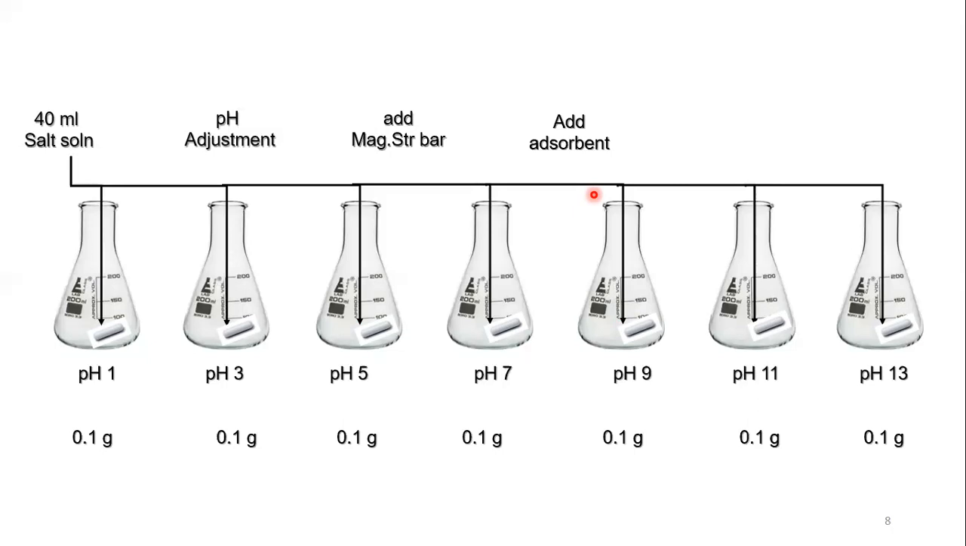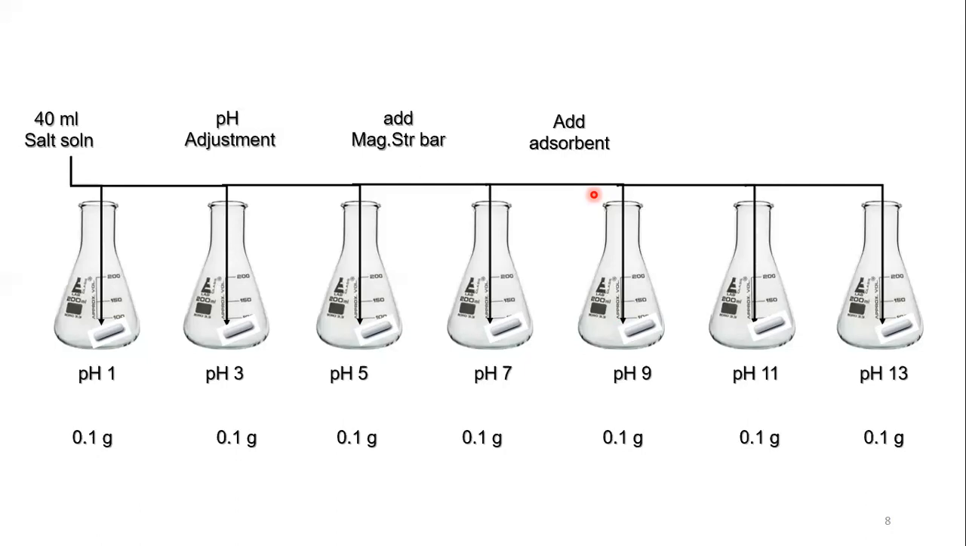You can use 0.5 gram, you can use 0.01 gram. It depends upon the rest of your experiment and how you are treating it. But just for the sake of simplicity, I have given here that you can use 0.1 gram in each conical flask. When you have adjusted that, then you have to transfer.